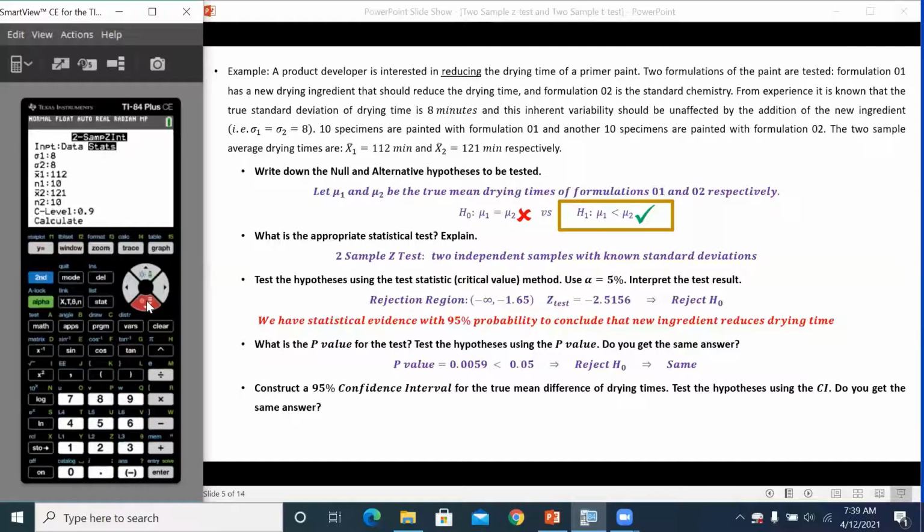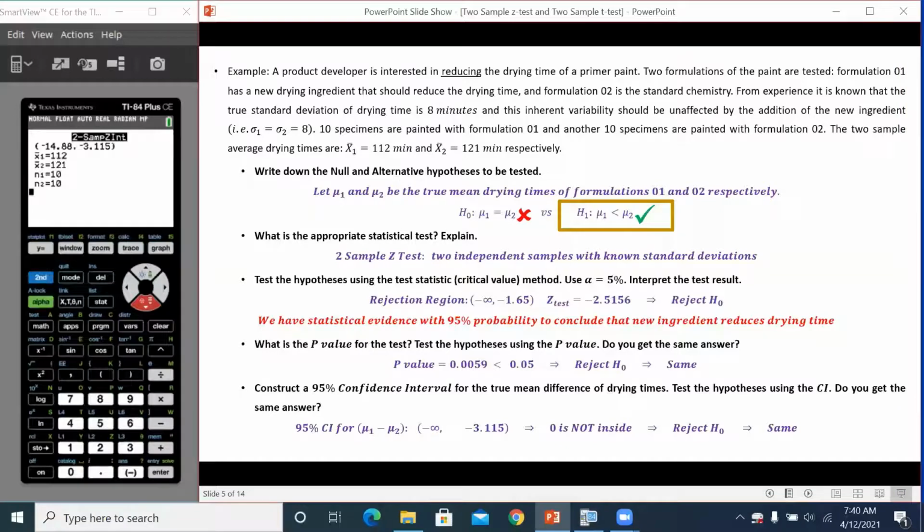Select Calculate and then hit Enter. So the 90% two-sided z confidence interval for the difference of the two means is from negative 14.88 to negative 3.115. Therefore, the 95% lower z confidence interval for the difference of the two means is from negative infinity to negative 3.115. This is a question of the basic form, which says the hypothesized mean difference is equal to 0.